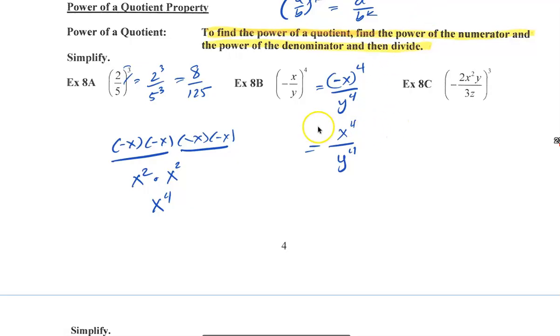So something like that. And then here, same concept, the reason to go to every single one, even on the bottom. So it's negative 2 to the third, x squared to the third, y cubed, 3 to the third, and z to the third. Right? Notice I went to everything. I didn't just put it to the z, I didn't just put it to the 3. It goes to every single component here. So you get something like this.